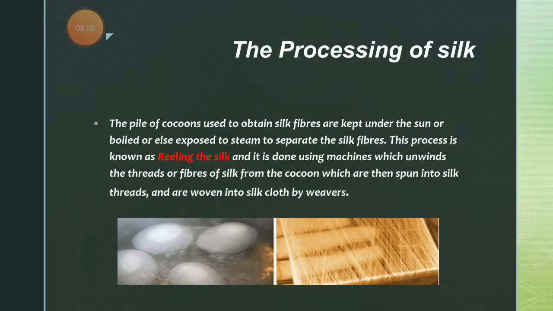The processing of silk. The pile of cocoons used to obtain silk fibers are kept under the sun, boiled, or exposed to steam to separate the silk fibers. This process is known as reeling the silk, and it is done using machines which unwind the threads of fibers of silk from the cocoon, which are then spun into silk threads and woven into silk cloth by weavers.